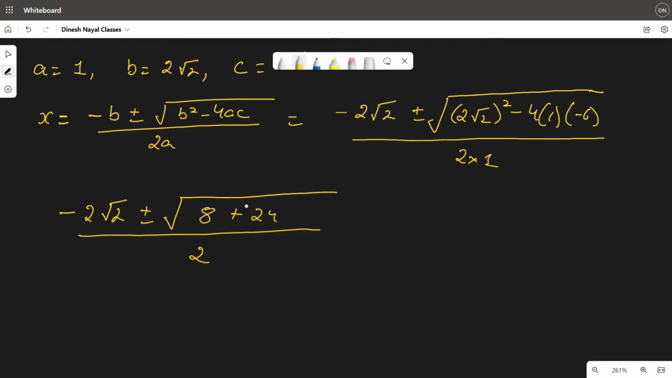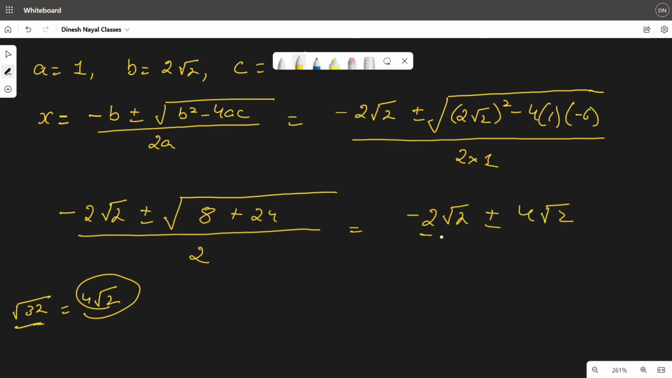Now 8 plus 24 is actually 32, so this is under root 32. Under root 32 can be written as 4 root 2, because root 32 is 2 to the power 5, so 4, one of the 2 will remain inside, the rest will become pairs. So this will be 4 root 2. So root 32 you can write as 4 root 2. So we will write minus 2 root 2 plus minus 4 root 2 whole upon 2.